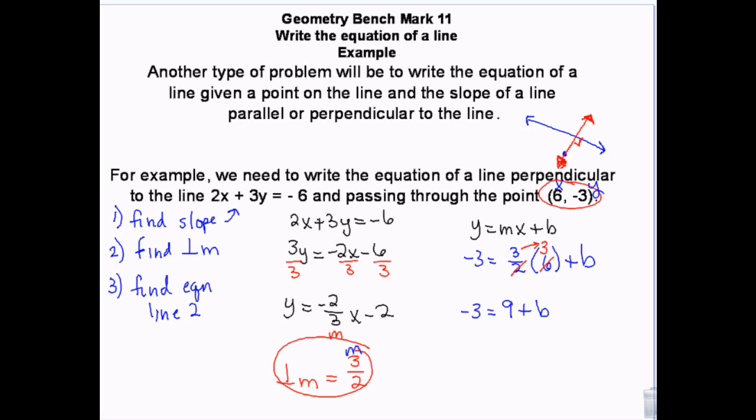You divide by the denominator, multiply by the numerator, or multiply by the numerator and then divide by the denominator. I like to divide by the denominator first when they go evenly, because that makes my numbers all smaller. Subtract 9 from both sides, and I get negative 12 is equal to b. And so the equation I'm looking for, I plug in the m and the b. This is the line that is perpendicular to this line and goes through that point. There's only going to be one line. There's only one right answer.